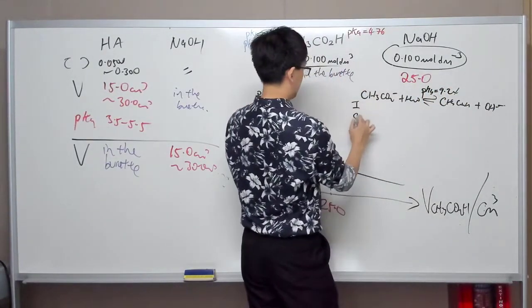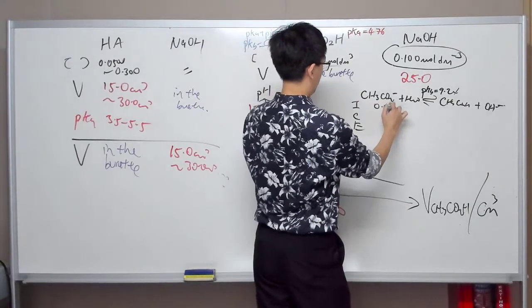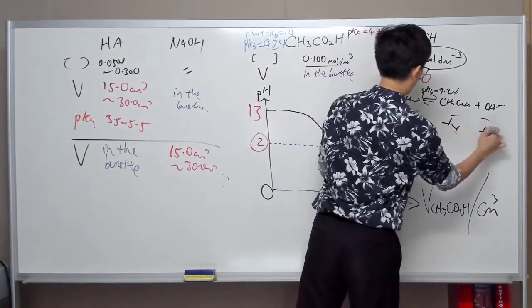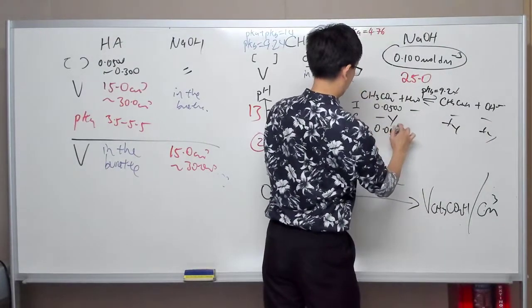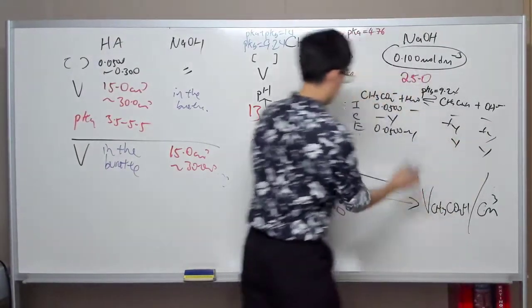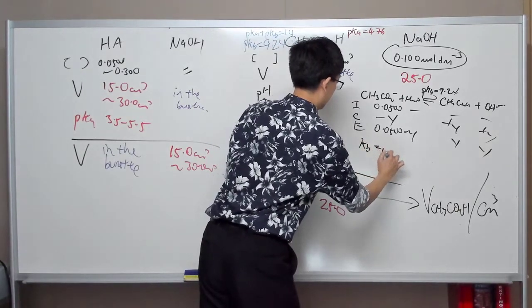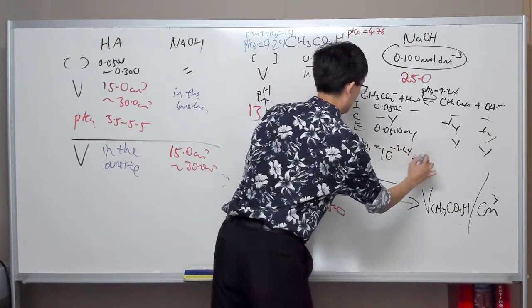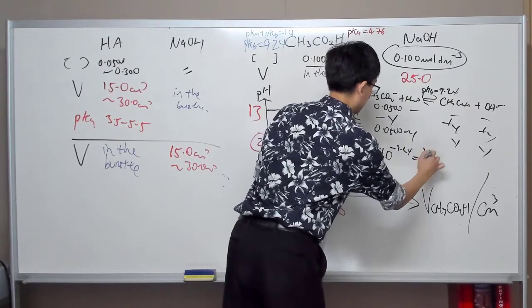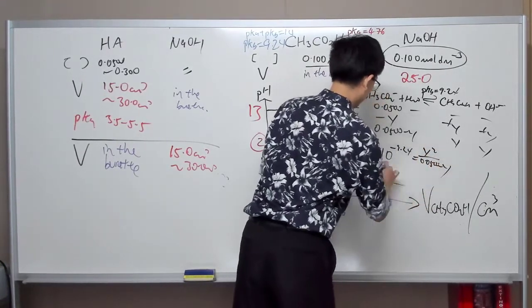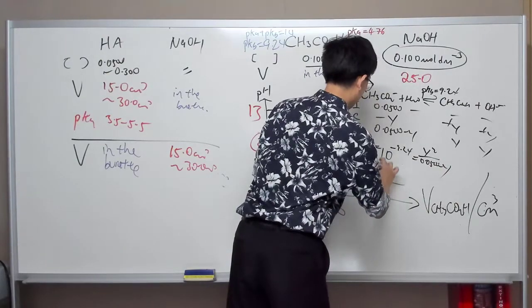So we have the initial, change and equilibrium rows, and this is 0.0500. Then minus y, plus y, plus y, and then 0.0500 minus y at equilibrium. So this is y. Okay, so Kb, which equals 10 to the power minus 9.24, equals y squared over 0.0500 minus y. Okay, so we solve for y, and then we find pH.